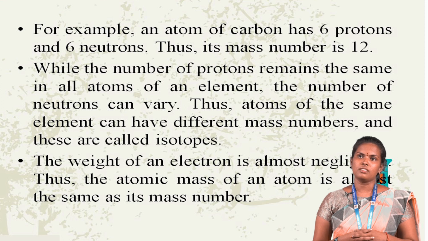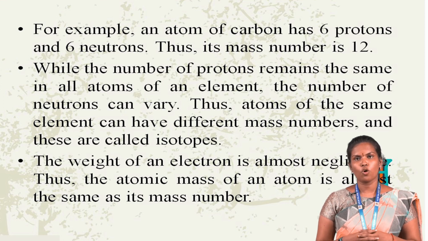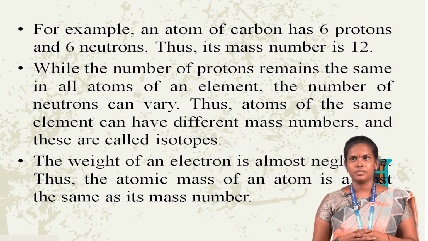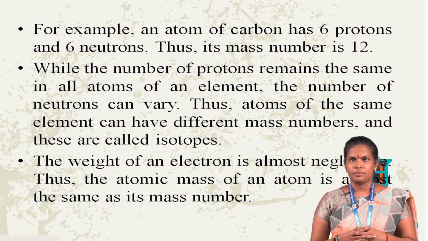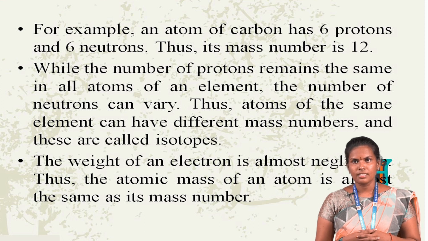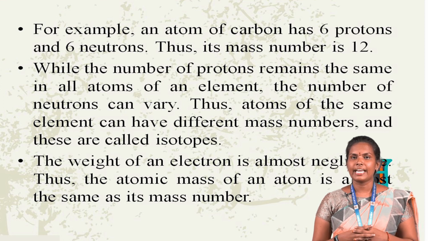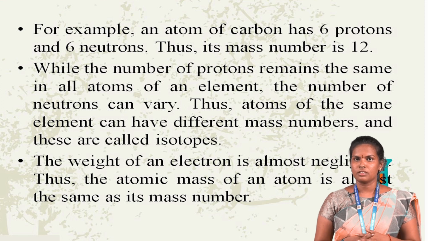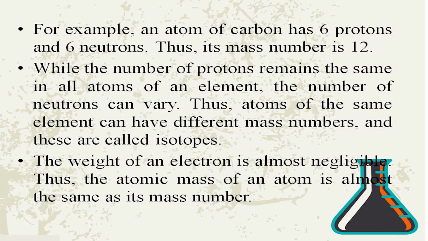While the number of protons remains the same in all atoms of an element, the number of neutrons can vary. Thus, atoms of the same element can have different mass numbers, and these are called isotopes. The weight of an electron is almost negligible. Thus, the atomic mass of an atom is almost the same as its mass number.